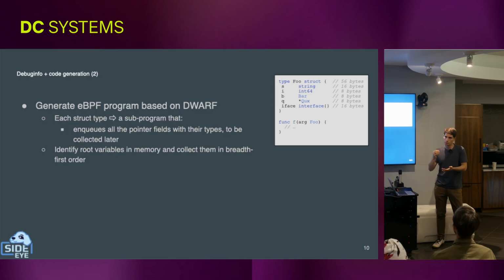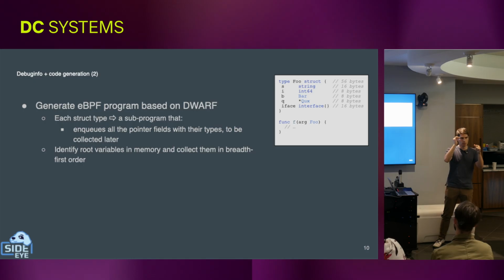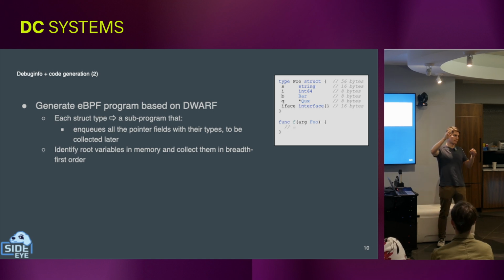The way we do it is you generate a subprogram for every type that you might want to read. This subprogram, this subroutine, encodes the layout of that type, the total size of the type, and the locations of the pointers within the type. And the whole machinery is driven by one big queue where pointers are enqueued and eventually read, and through this queue we do a breadth first search exploration of the structure that we're trying to read.